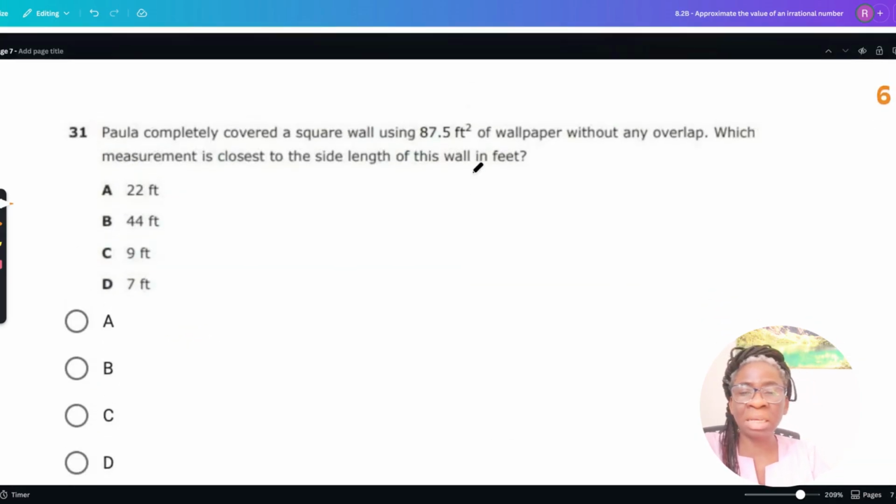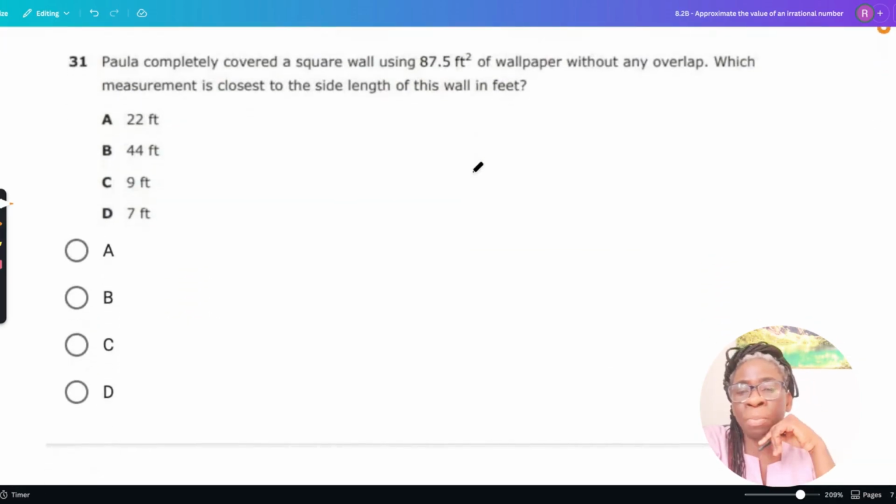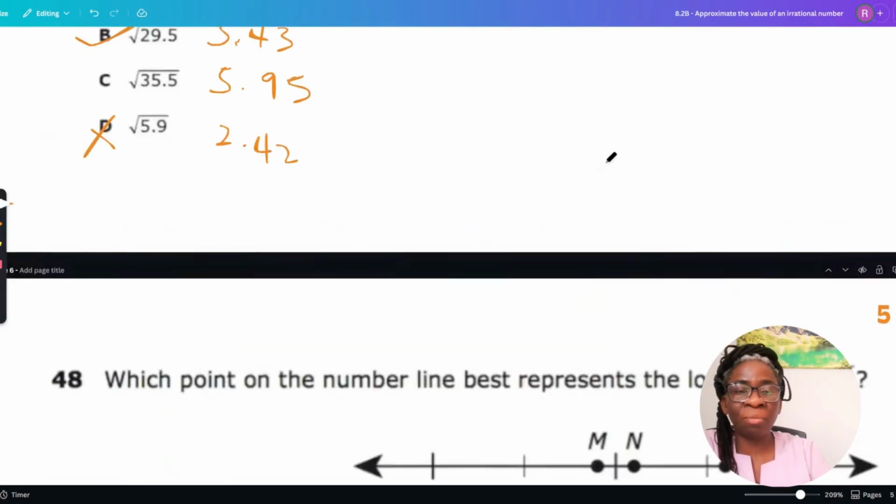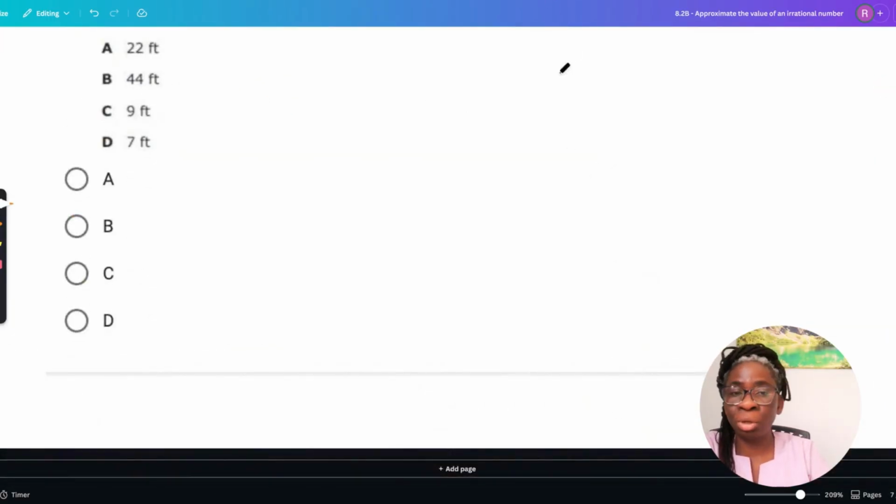And lastly, Paula completely covered a square wall using this wallpaper without any overlap. Which measurement is closest to the side of this wall in feet? So the area is 87.5 square feet. So you have to find the length like we did earlier. And that will be all for approximation of irrational numbers. And I will see you in the next one.